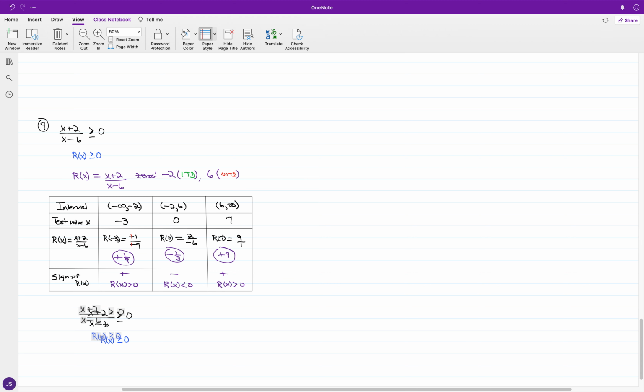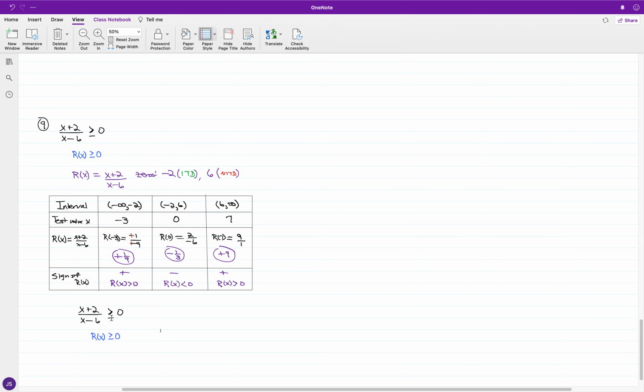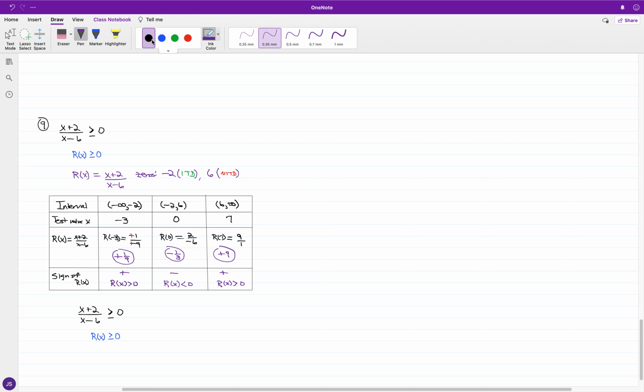Okay, so in the setup, you have (x + 2)/(x − 6) is greater than or equal to 0, and this will be in the format of R(x) is greater than or equal to 0. So in the case of the solution, going in the same direction as R(x) greater than 0, we are involving the limit values of negative infinity and negative 2, as well as the values 6 and infinity.